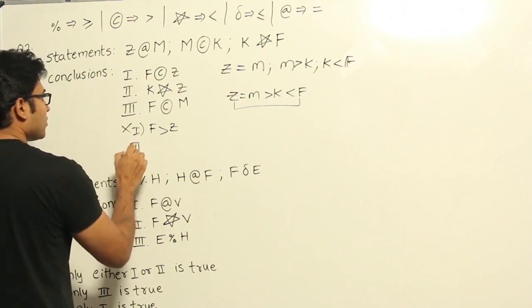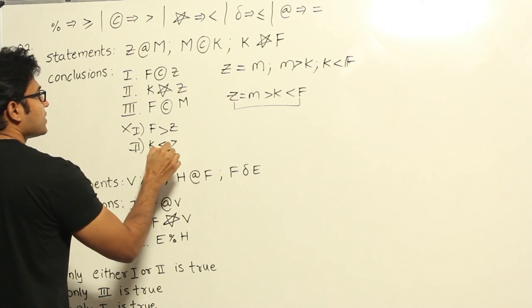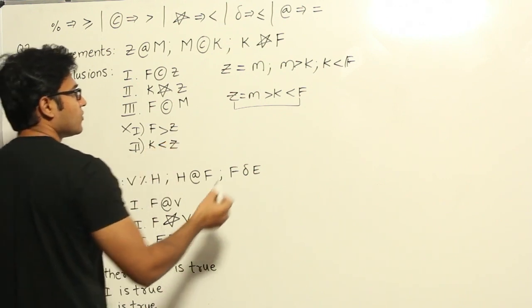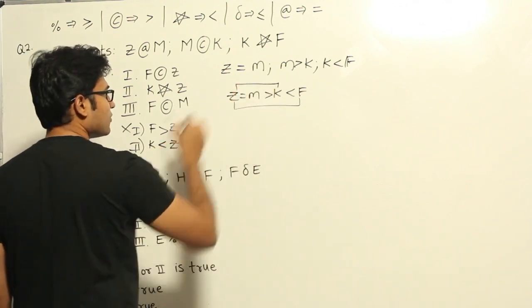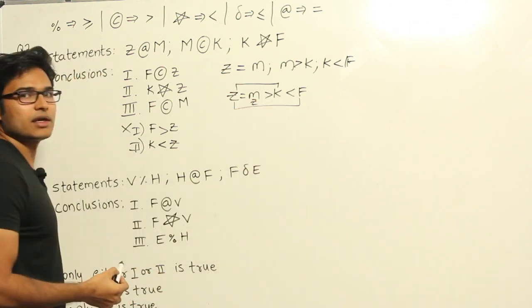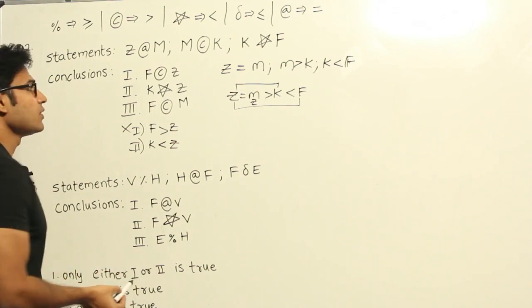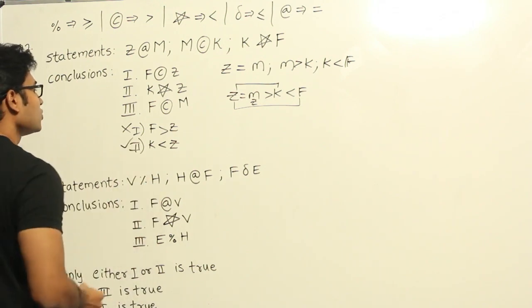And coming to the second conclusion, it is K star Z. Star is less, so K is less than Z. Now if you observe, between K and Z you can write Z here, so Z is greater than K, which means K is less than Z. So it is true. Therefore we can say that conclusion 2 is right.